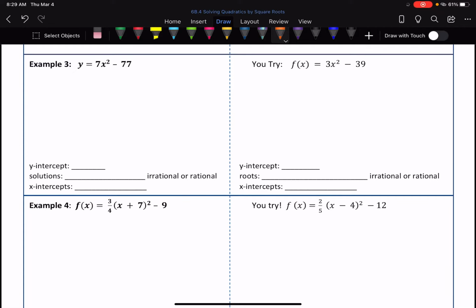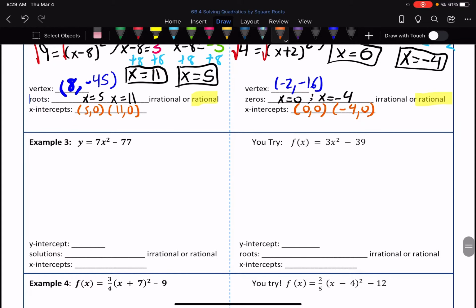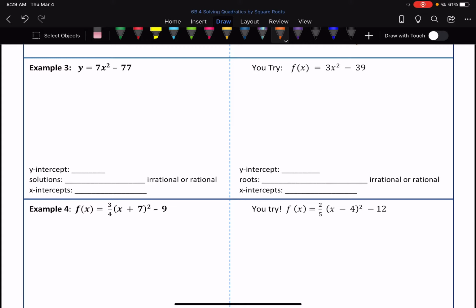Hey guys, it's Miss Adams again, and we're still looking at lesson 6B.4, solving quadratics by square roots. So up until this point, we have been looking at solving by the square root method when we have rational roots. So these are whole numbers, they can be terminating decimals, they can be repeating decimals, but all of these are rational roots. Let's see what happens when we have irrational roots.